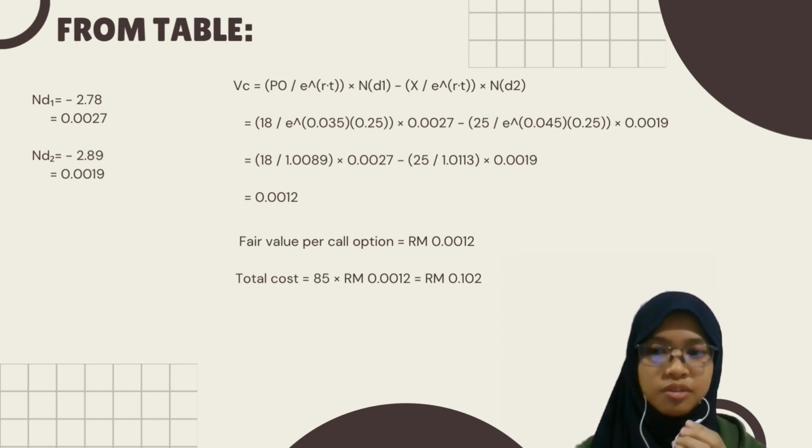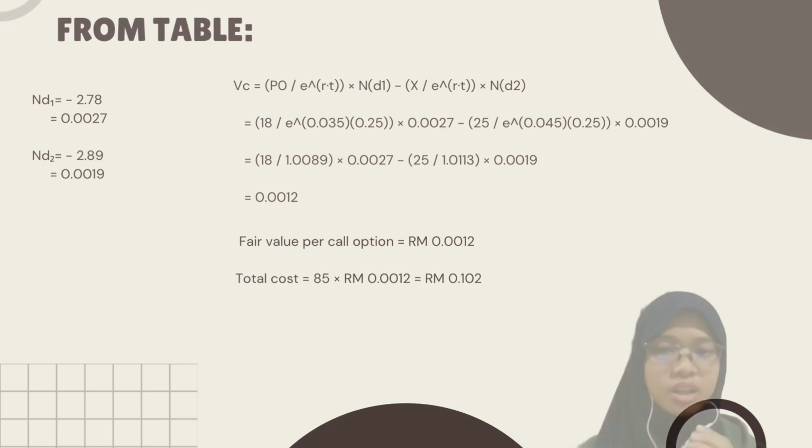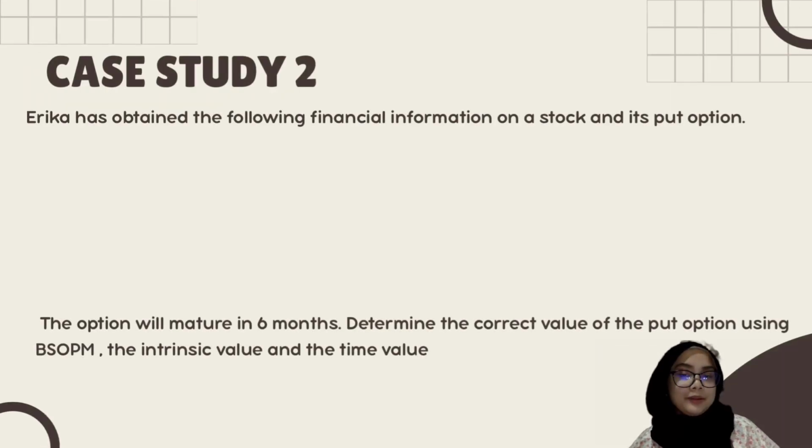After solving, the fair value of one call option is approximately Rm0.0012. Since Fatiha needs to buy 85 units, the total cost will be 85 multiplied by 0.0012 equals Rm0.102. So the final answer is the fair value of the option is Rm0.0012 and the total cost is Rm0.102. Thank you.